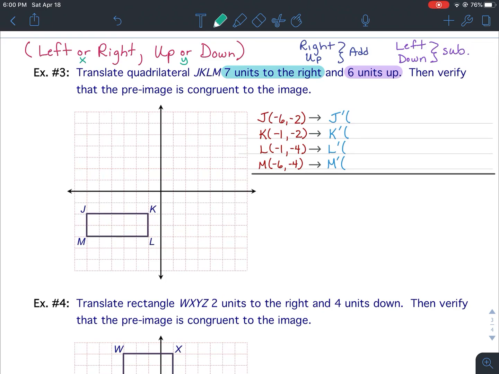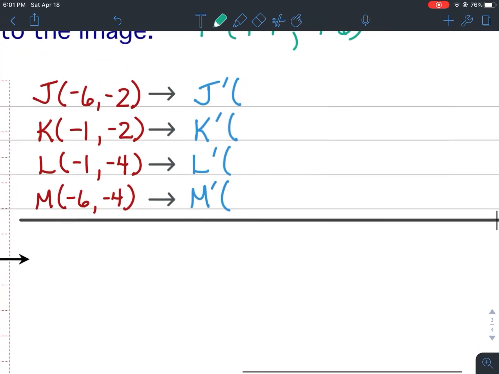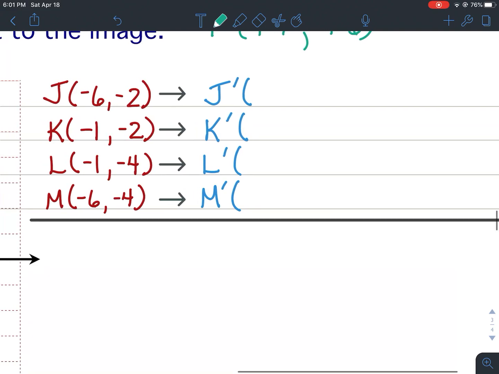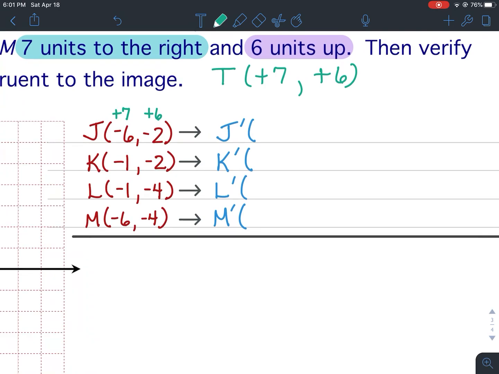So let's start by highlighting 7 units to the right and 6 units up like I have. Now, that means our transformation will be 7 units to the right means we will add 7 to the x-coordinate, and 6 units up means we will add 6 to the y-coordinate. So, looking at our JKLM, I'm going to add 7 to the x-coordinate. I'm going to add 6 to the y-coordinate. Whatever I write down here, you should also be writing on your notes. Whatever I write down, you write down.